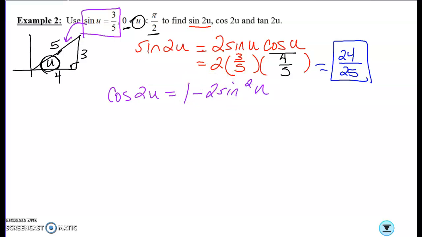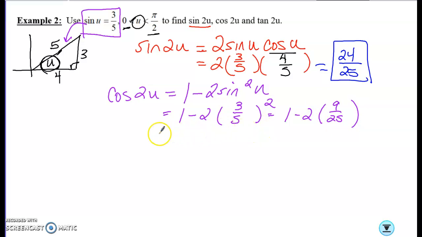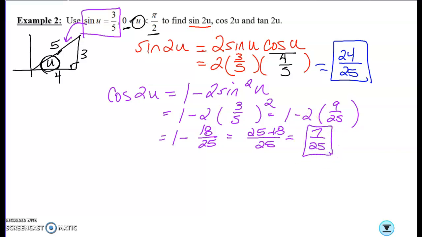So I would use the third equation, which is 1 minus 2 sine squared of u. So we have 1 minus 2. In for sine of u, we're going to put in 3/5, and the sine of u is squared. So this is 1 minus 2 times 9/25. And we're going to multiply here. So this is 1 minus 18/25. And 25/25 minus 18/25 is going to give me 7/25. So that's the answer to the second problem.